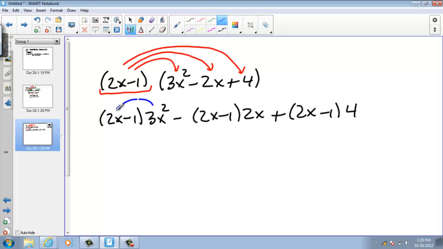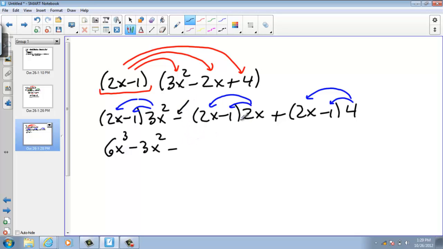And now what we'll do is we'll distribute here, here, and here. Now what we get, distributing the 3x squared, I get a 6x cubed minus 3x squared. And because I've got a minus here, I'm going to distribute the 2x but keep the parentheses. 4x squared minus 2x is still in parentheses. And then plus 8x minus 4.